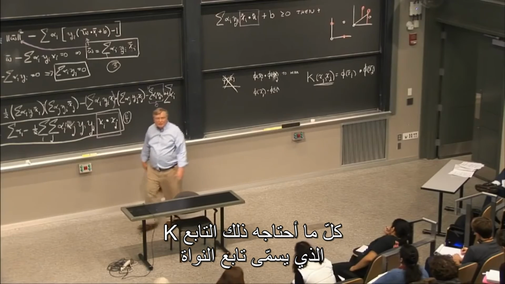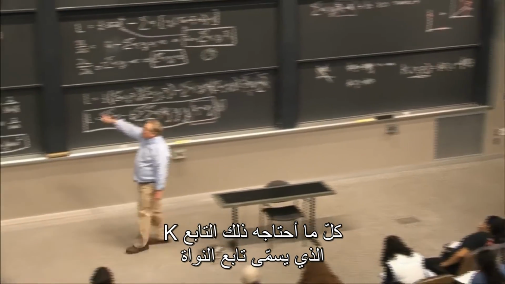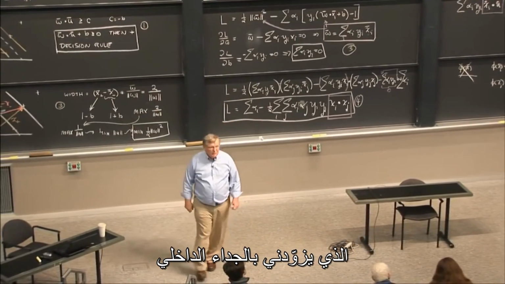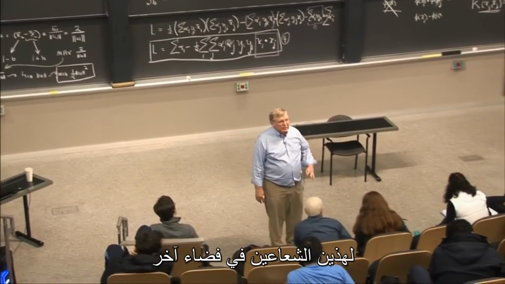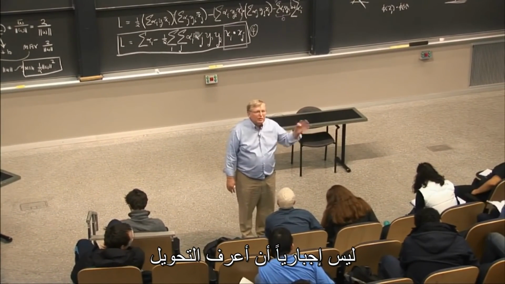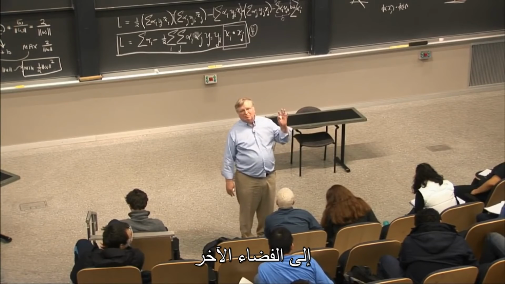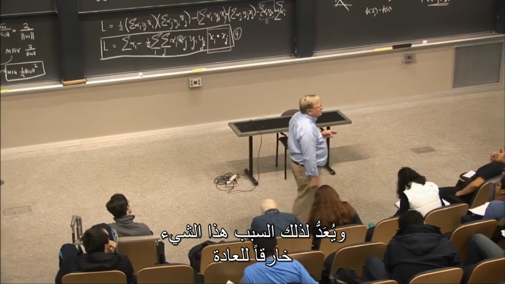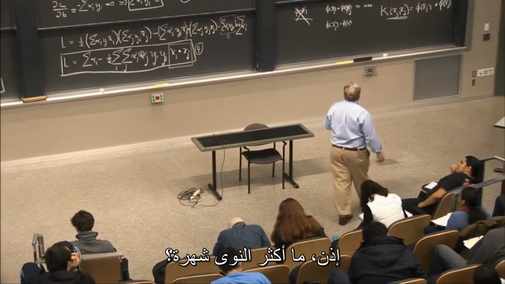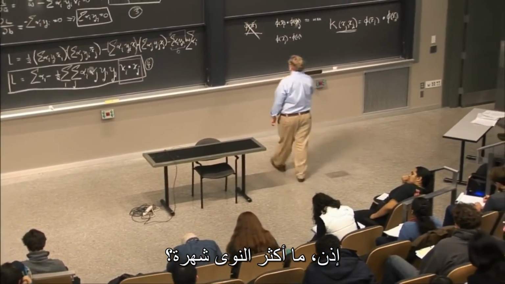All I need is that function k, which happens to be called a kernel function, which provides me with the dot product of those 2 vectors in another space. I don't have to know the transformation into the other space. And that's the reason that this stuff is a miracle. So what are some of the kernels that are popular?